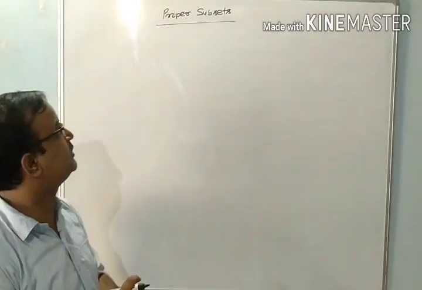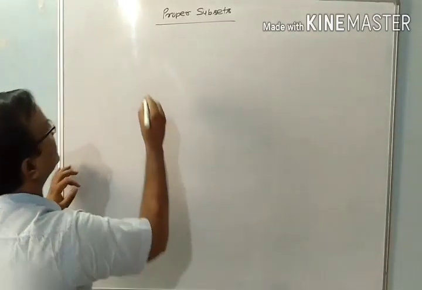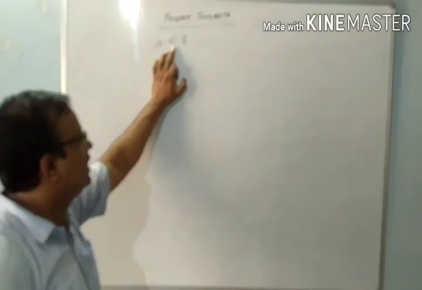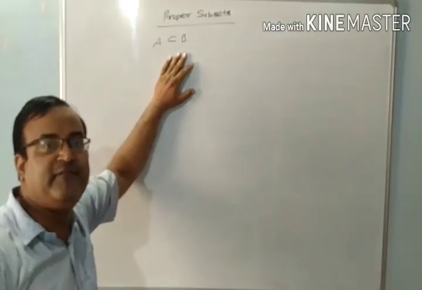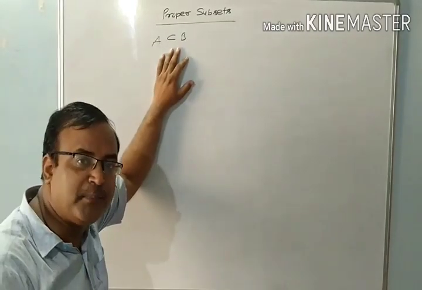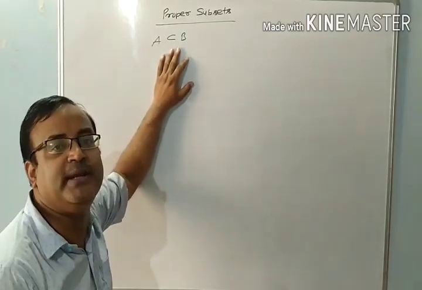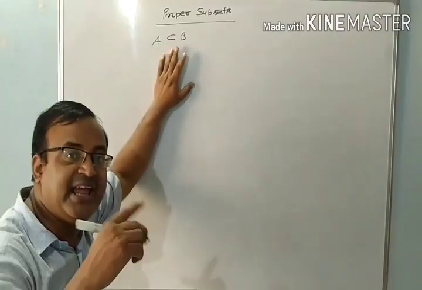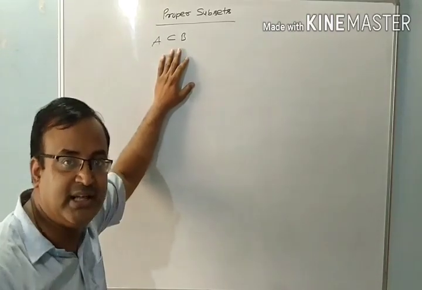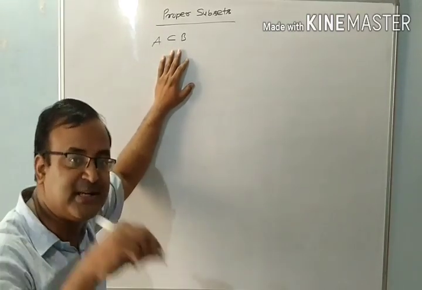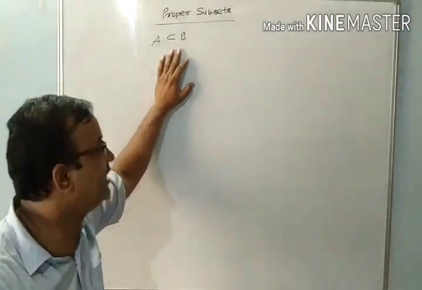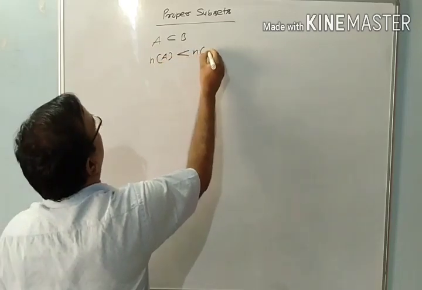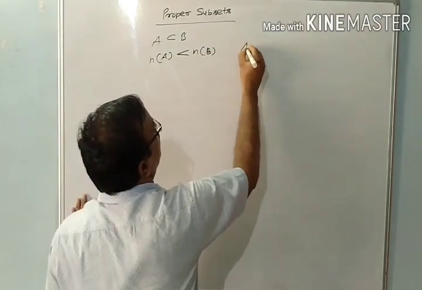In this video I am going to discuss what is proper subset. If A is a proper subset of B, then we denote it by A, this type of symbol, to B. If A is a proper subset of B, then A is also a subset of B. Clear? That means every proper subset is also a subset of the set. So the number of elements in set A is always less than the number of elements in set B. Here A is not equal to B.